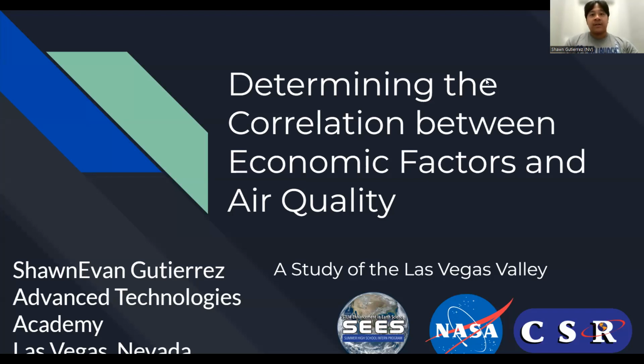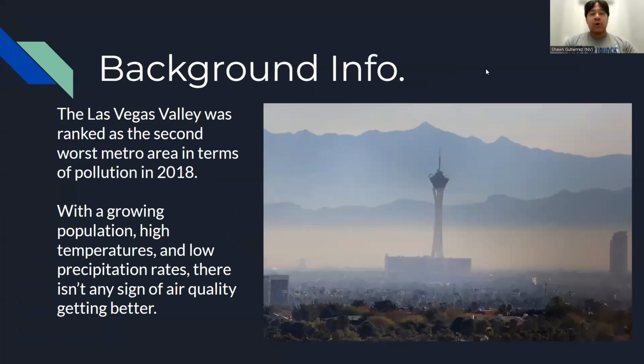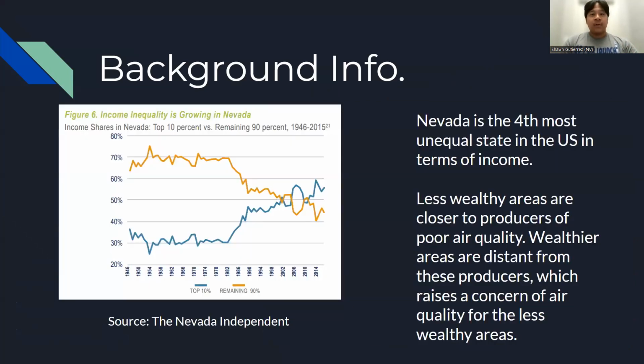For some background information, the Las Vegas Valley was ranked as the second worst metro in terms of population in 2018, and there's no sign of it getting better. Additionally, Nevada is the fourth most unequal state in terms of income. On the left graph, you can see that the top 10% in Nevada own the majority of the wealth compared to the remaining 90%. This creates an issue of wealth inequality, where people living in less wealthy areas are more prone to producers of lower air quality, such as airports and factories, which inspired my project.